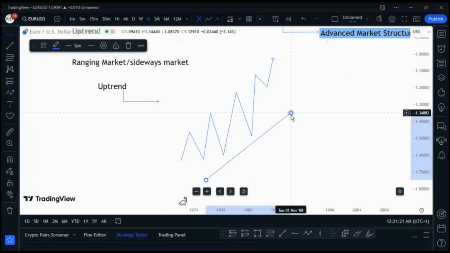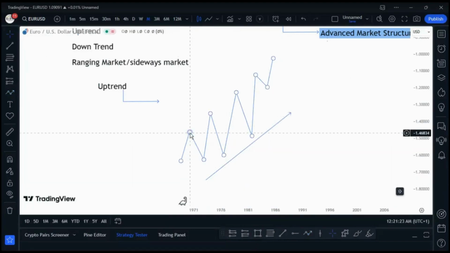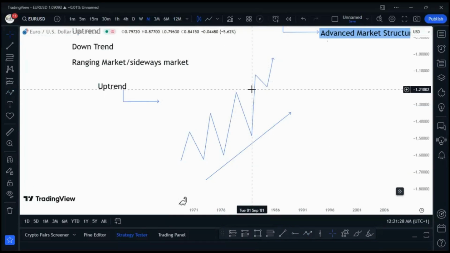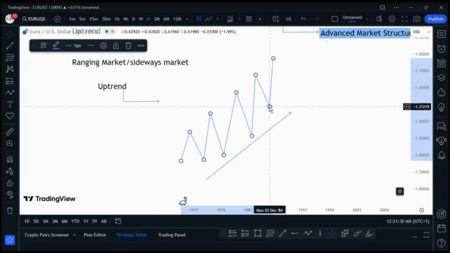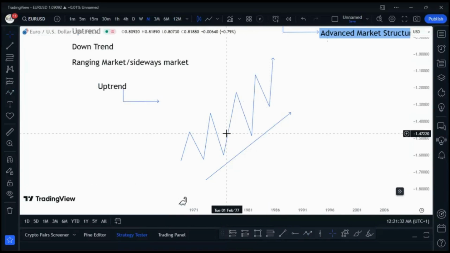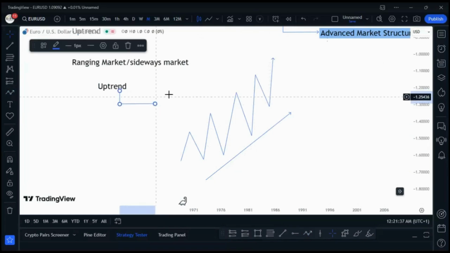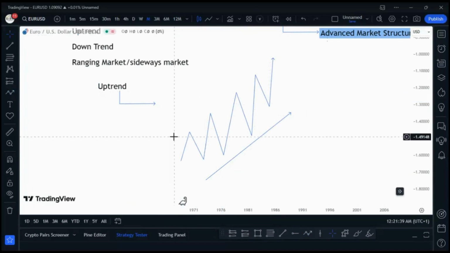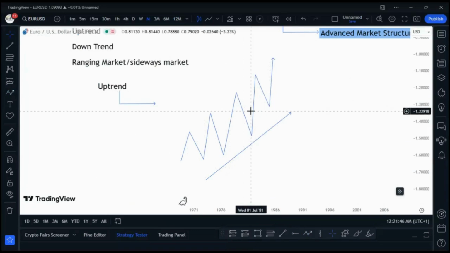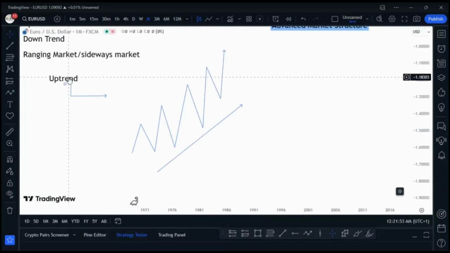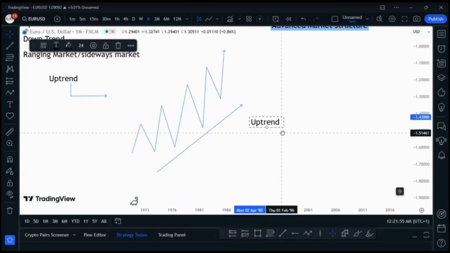This move here, where the market is making a higher high, a higher low, moving upward, moving down, moving upward, moving downward, and so on and so forth, is an uptrend. The market structure at this point is the uptrend market. That is what you need to understand about the uptrend. About the downtrend too, the same thing goes for it.